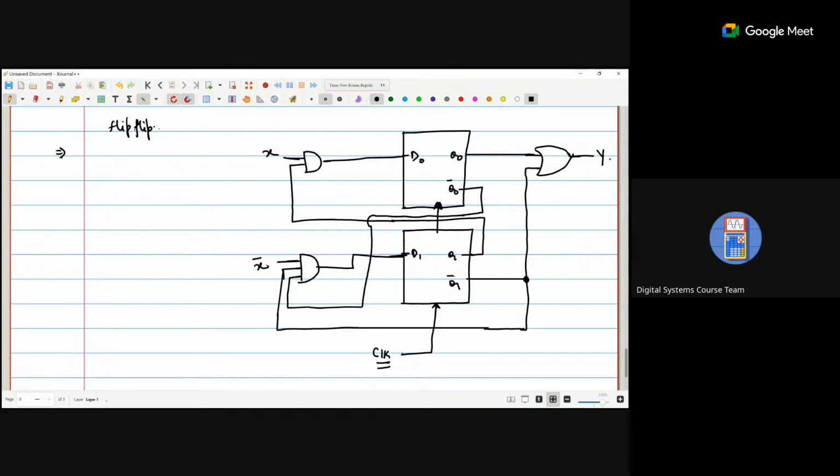Now you have to calculate Q naught, Q1 after 3 clock pulse if the initial Q0 Q1 is 0 1. This is the one type question related to the flip flop.